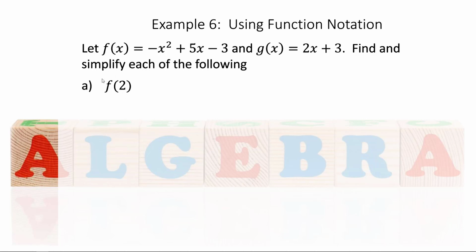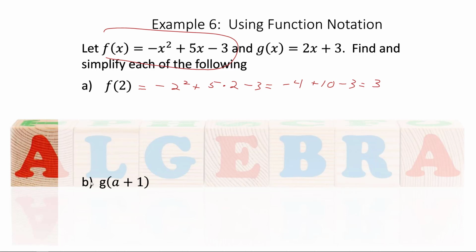Here we want to evaluate a function named f, this function right here, when x is equal to 2. Wherever we see an x, we put a 2 there instead. So we have minus 2 squared plus 5, and remember, no space here implies multiplication, times 2 minus 3. Negative 2 squared is 4, with the negative sign in front of it, so we have negative 4 plus 10 minus 3. That's 10 minus 7, or 3. So f of 2 is equal to 3.